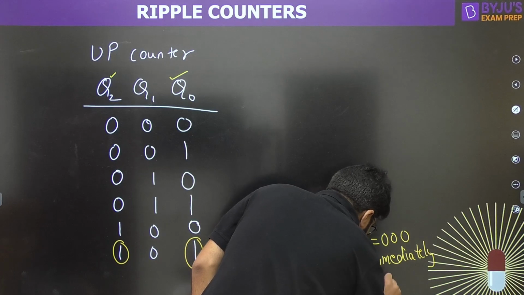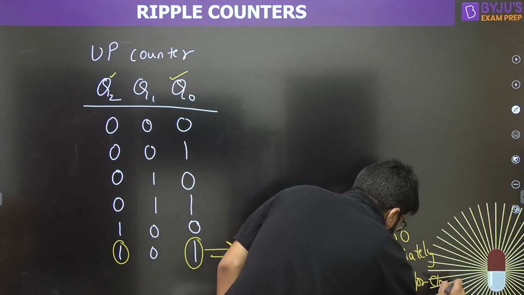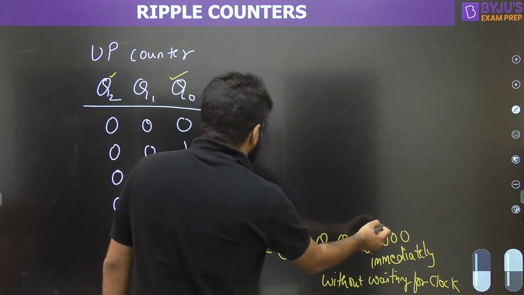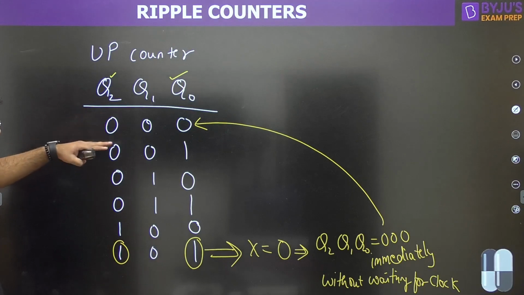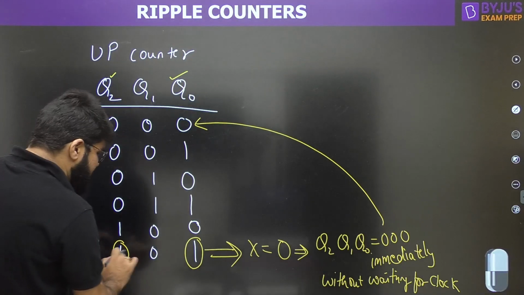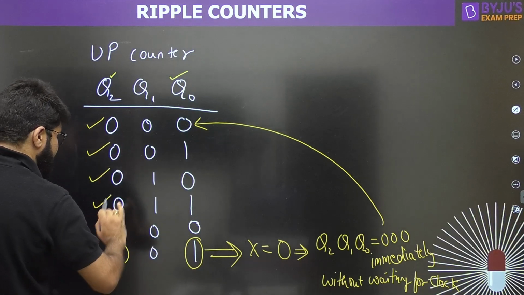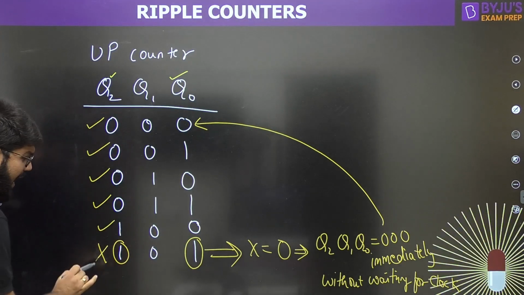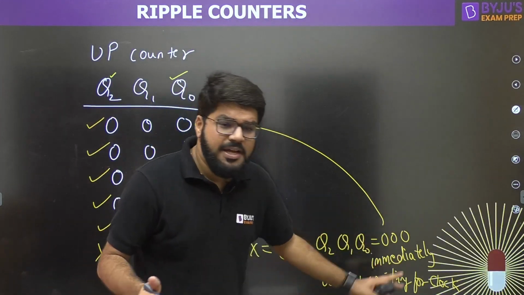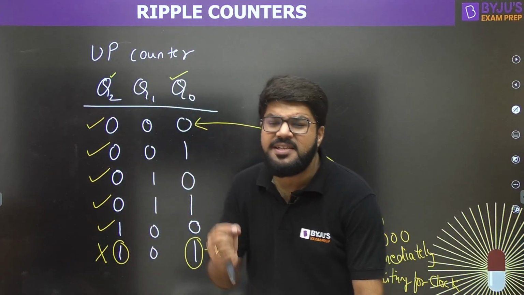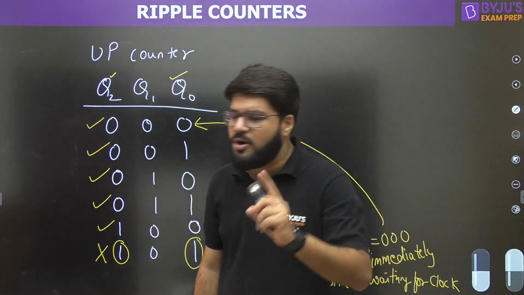Without waiting for the clock. And once it goes to 0, 0, 0, it is in the initial state. Again it will go to 1, 2, 3, 4. So will this state be counted? No. This is a valid state, valid state, valid state, valid state, valid state. But as soon as the counter reaches 101, it resets immediately. So even if this state is there, it is there for a very negligible amount of time, and that is not a countable state. That is not a valid state.